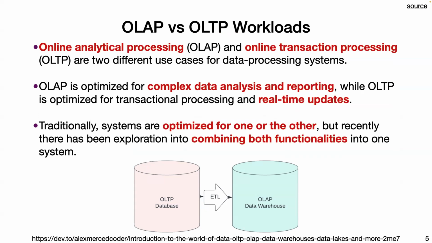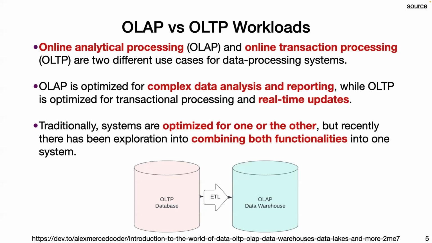Traditionally, OLTP and OLAP are two different types of systems. Usually you don't run the same workloads on one system. You would do transaction processing, like online updates, on OLTP databases. And at some point you would dump everything and convert it into an OLAP data warehouse, also called data lakes. The difference is that OLAP is optimized for data analysis and reporting, so the workloads look very different. You often scan through a large portion of the data, and OLTP is optimized for transactional processing, like transactional updates or real-time updates.